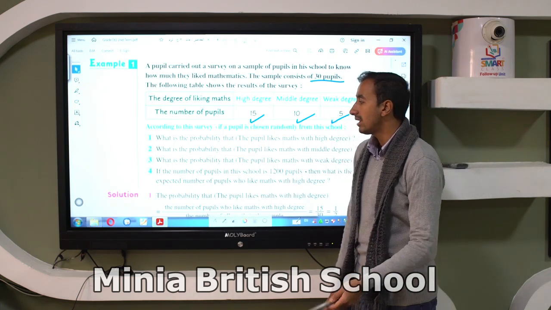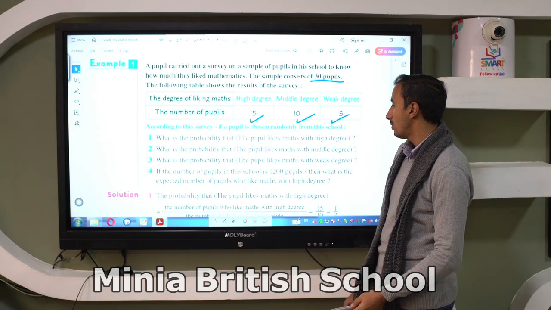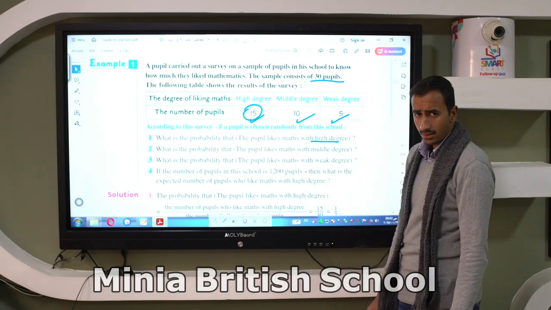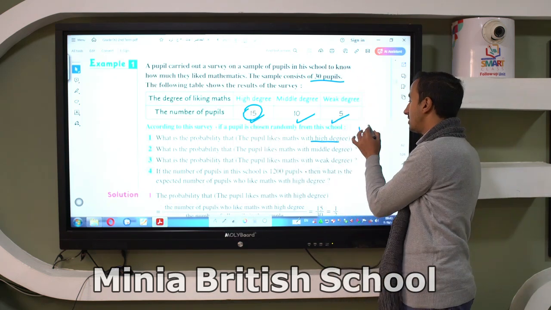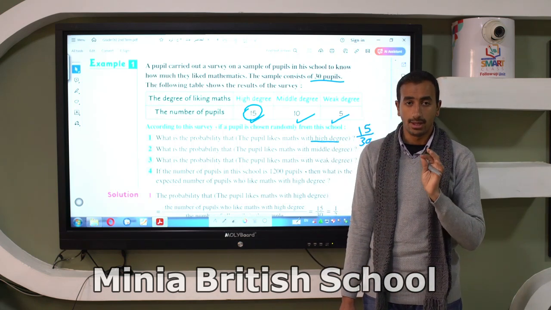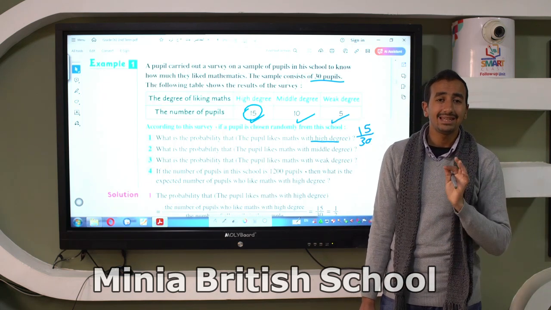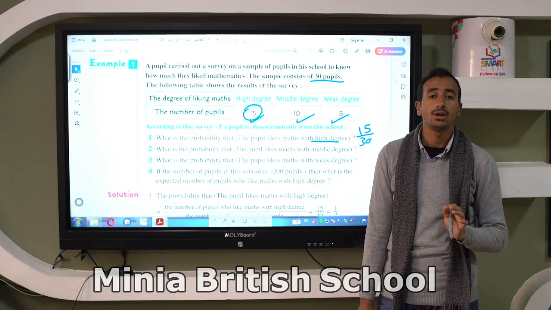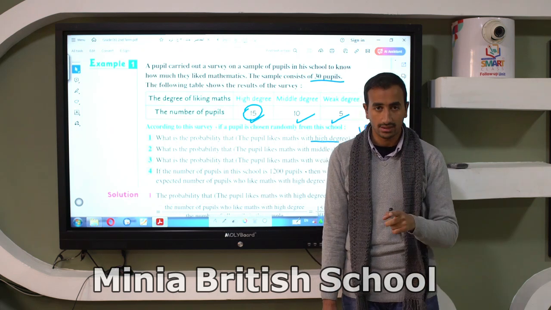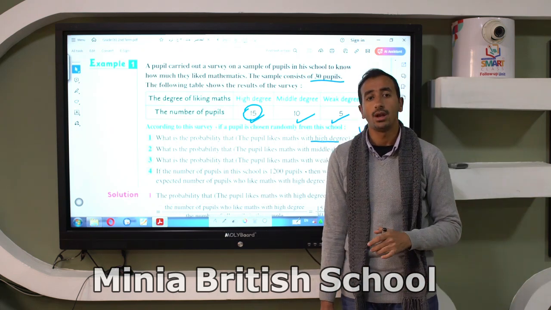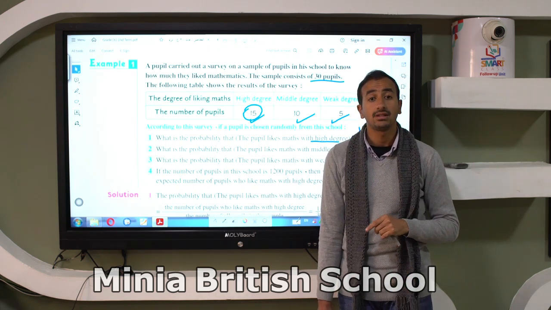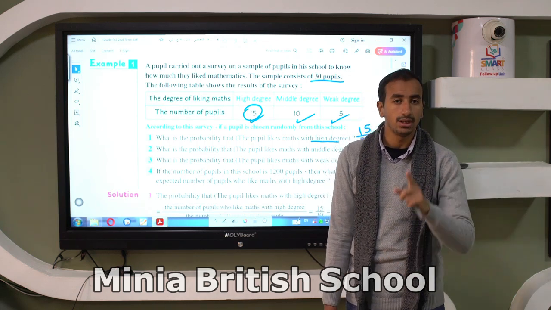What is the probability that a pupil has the highest degree? The highest degree is how many? 15, over the total 30, so 15 over 30 is half. You must make an important note: the probability of any event is between two numbers, greater than or equal to 0 and smaller than or equal to 1. The probability of an impossible event is 0. The probability of a certain or sure event is 1.